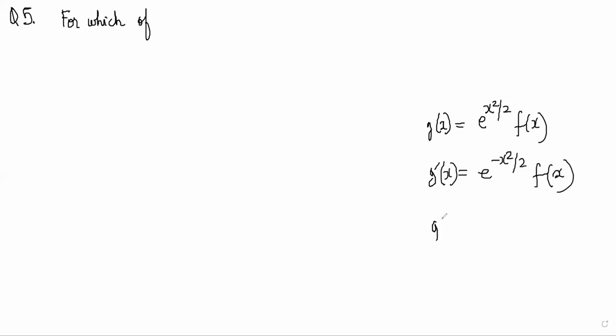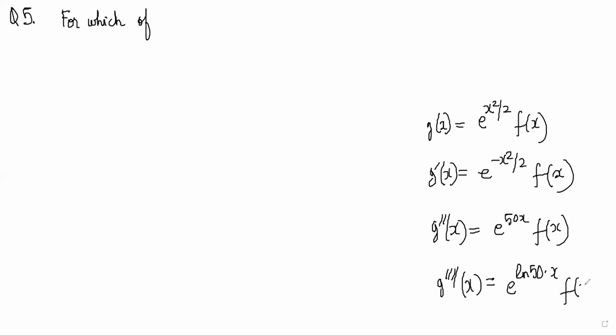The first one was e power x square by 2 f of x. Second one was e power minus x square by 2 f of x. Third one was e power 50x f of x. Fourth one was the same pattern, e power ln 50 into x f of x, which became basically 50 power x f of x. Right, you are just ensuring that the derivative matches.